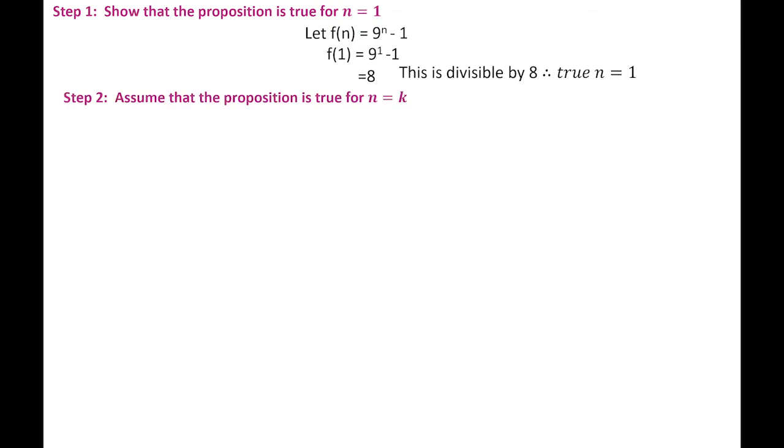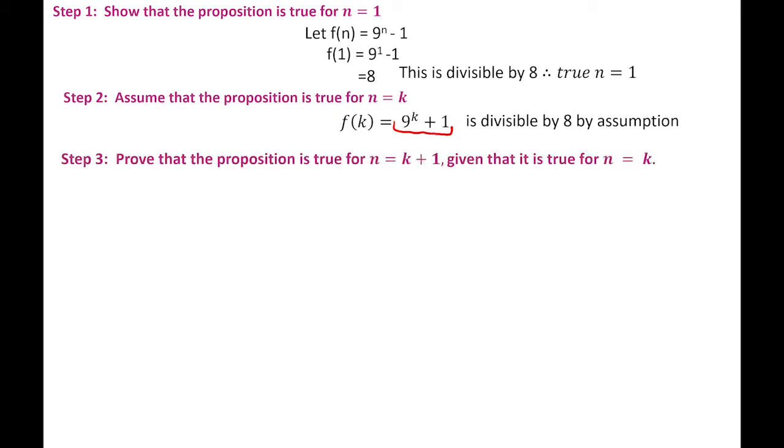Step 2. We assume that our proposition is true when n is equal to k. This gives us f(k) equals 9 to the power of k minus 1, and this is divisible by 8 by assumption. So we know that f(k) is divisible by 8 by assumption. We now have to prove that our proposition is true when n is equal to k plus 1, given that it is true for when n is equal to k.